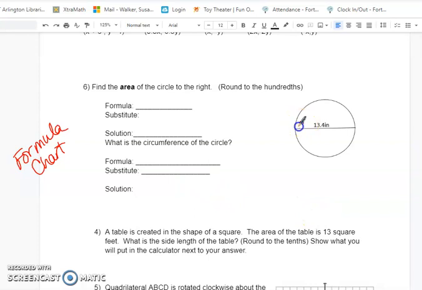Okay? So, to get the radius, we go to the middle, which means I need half of this. I have to have this for the area. Okay? So find the radius, 13.4 divided by 2, and then plug that in here. Okay?